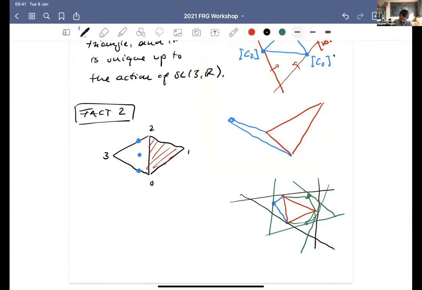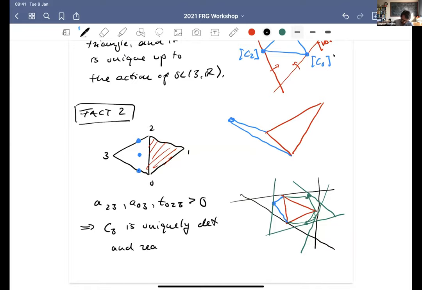Okay, so let me maybe just write down some words. It's very hard always to speak and write at the same time, but anyway, I'll try my best. So this fact two. Let me write down fact two in a more satisfactory way. A20, A03, and T023 bigger than zero imply that C3 is uniquely determined and realized as shown. So this here is my C3.